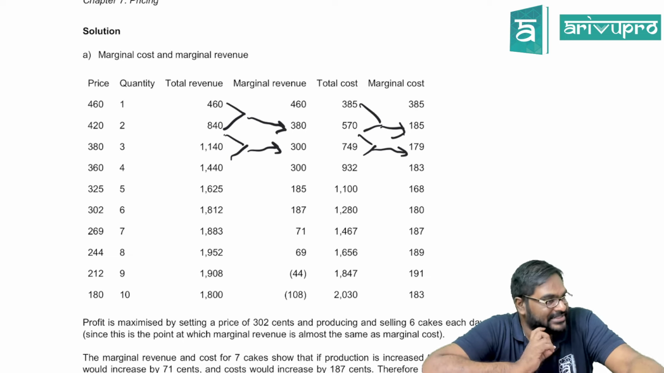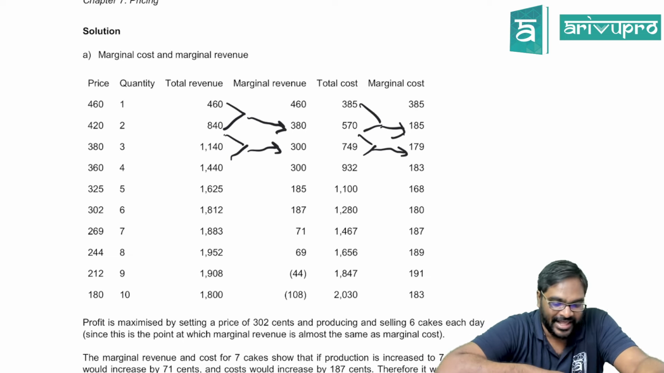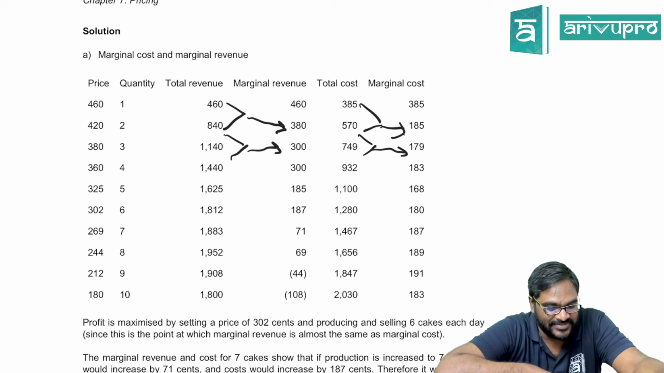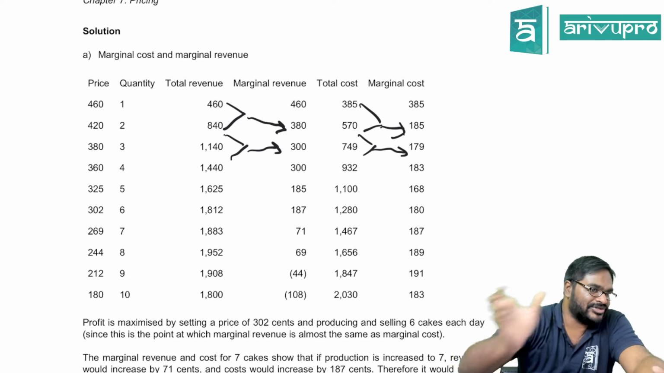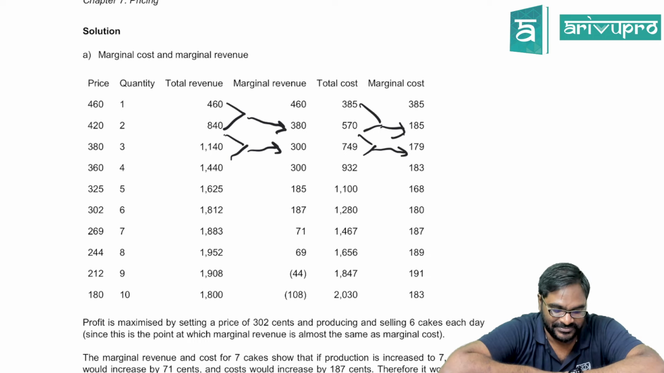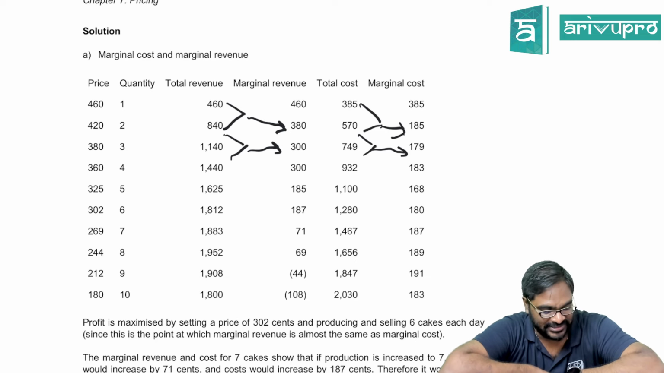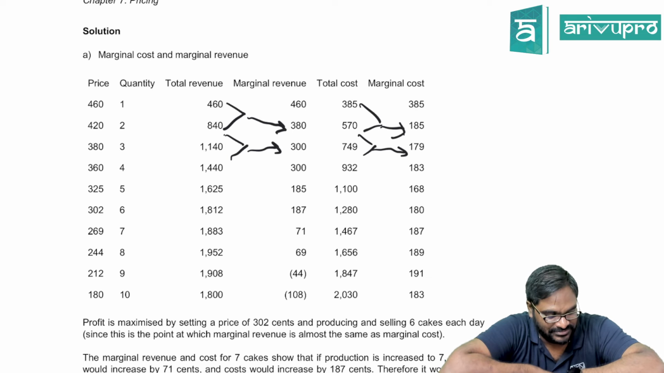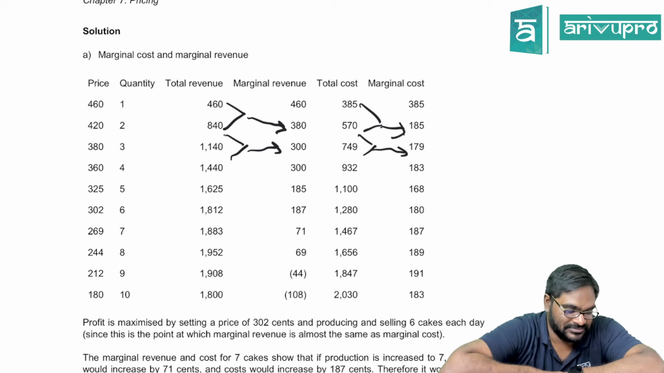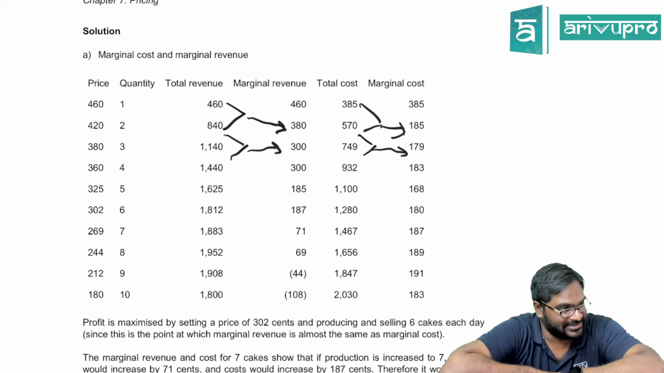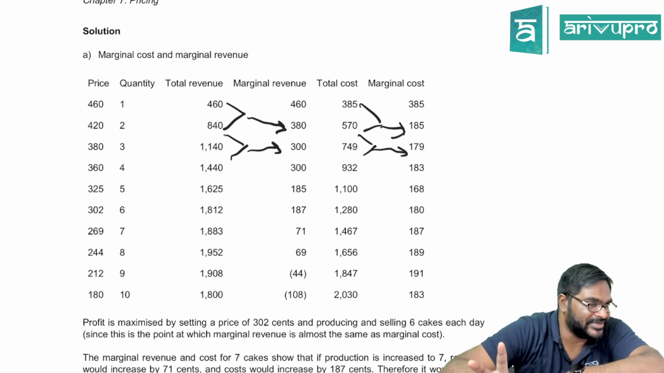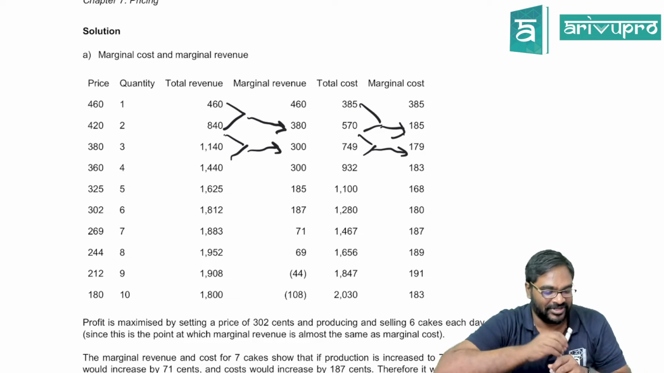So now if you check this table, at what point is your profit maximum? Okay, we don't have the profit. At what point is your marginal cost close to your marginal revenue? What is the closest point? Six is closer, right? The gap is very less. 186 and 180, only 7 units. So that means your optimum solution would be around here.